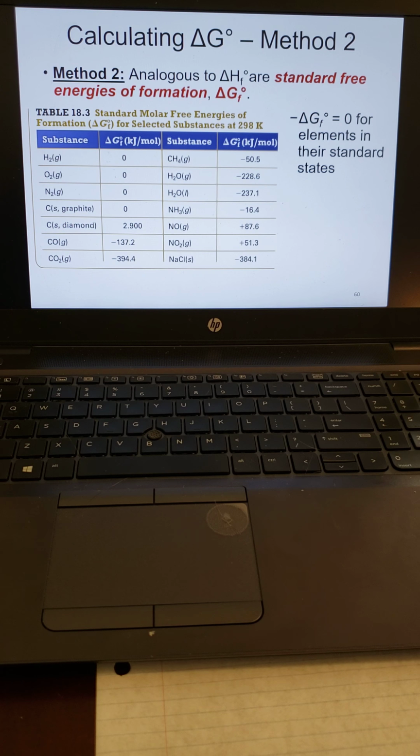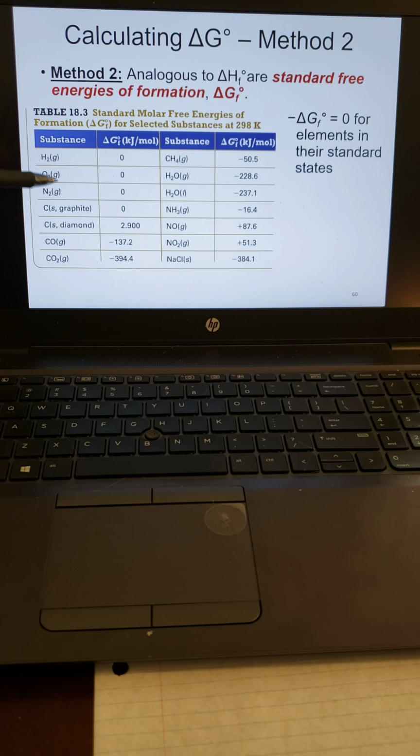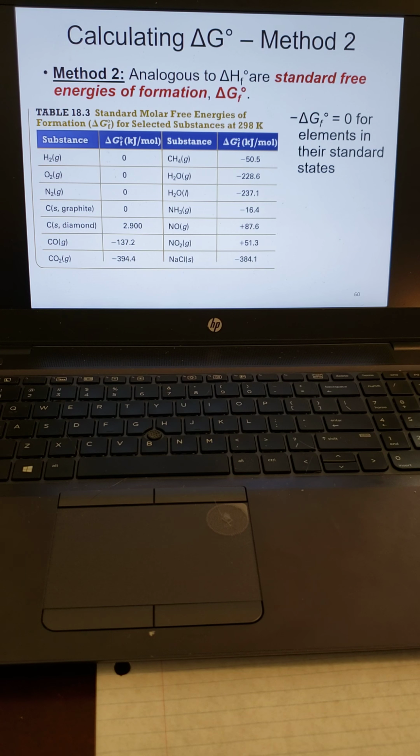There is such a thing as the standard free energies of formation, or delta GF, right? And delta GF is extremely similar to delta HF in the fact that if it has a zero heat of formation, it's going to have a zero Gibbs free energy of formation. Hence what you see over here with these standard state guys that are having zero Gibbs free energies of formation.